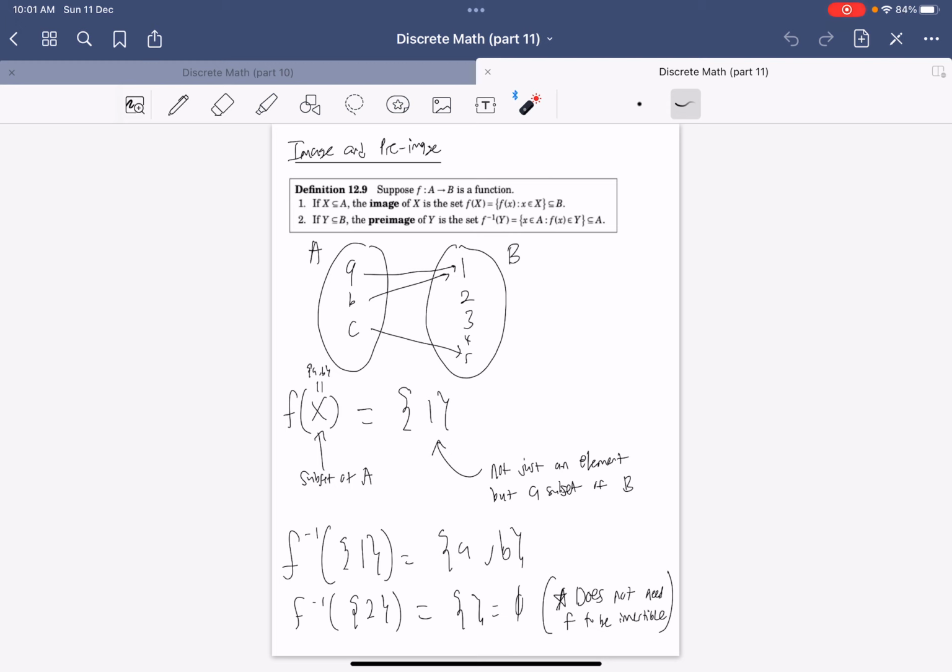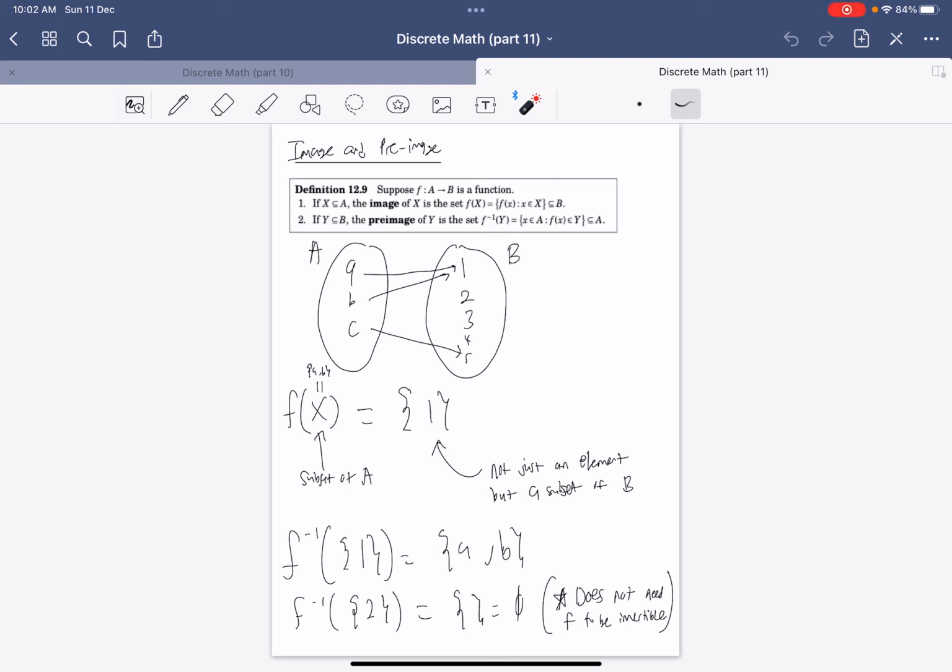So the image set is just a subset of the codomain, but instead now of taking the whole domain as your input, you only take a subset of the domain. And so maybe a subset AB here, you won't get the whole of B, you only get the set 1. And so this is what is written out. So you're not getting an element, but in the end you're getting a set containing the elements in B.